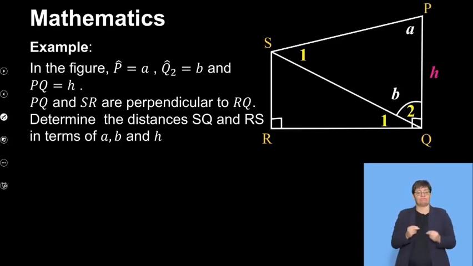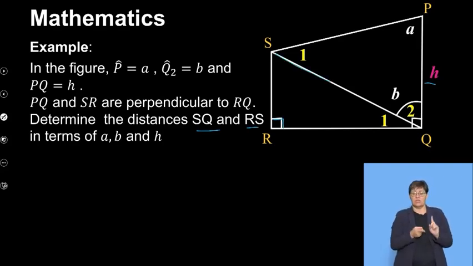In this figure, we've got P equals A, Q2 is equal to B, and PQ is equal to H. They tell us PQ and SR are perpendicular to RQ, so they give us that this is 90, and they want us to find expressions for SQ and RS.